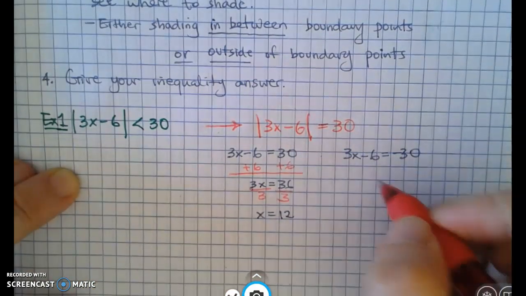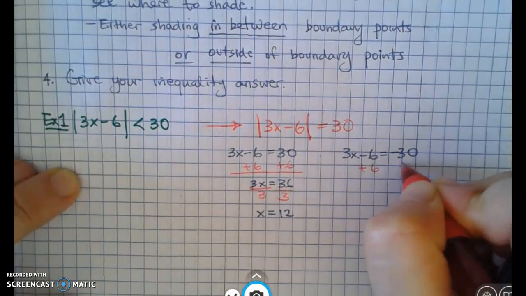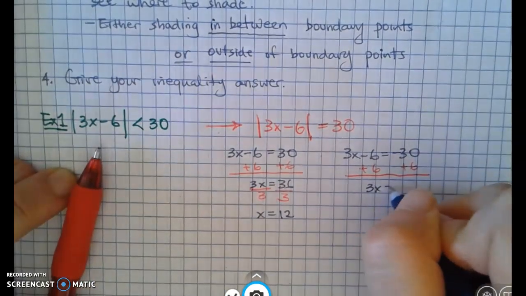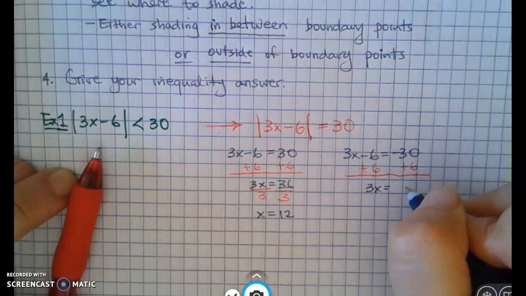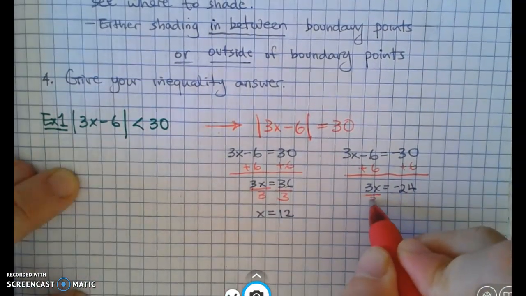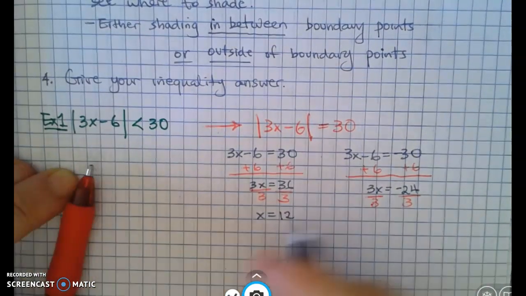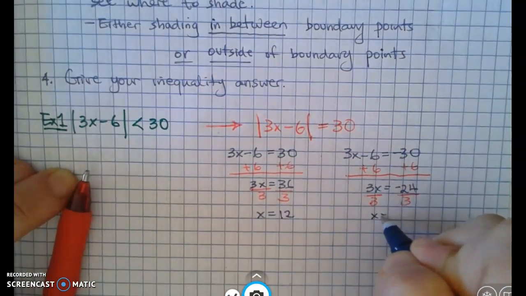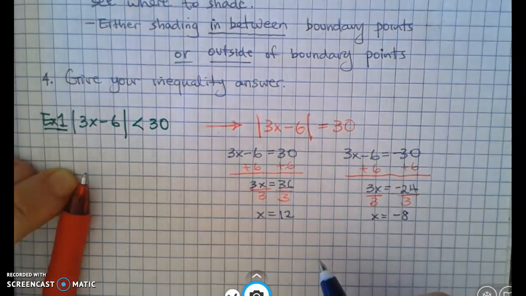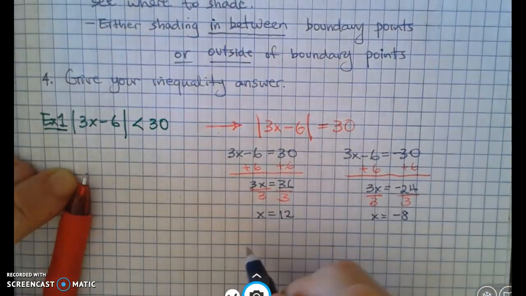What about the other equation? We add 6 to both sides again, and that leaves me with 3x is equal to negative 30 plus 6, which is negative 24. Then divide both sides by 3. That leaves me with x equal to negative 8. So now I have found my two boundary points.